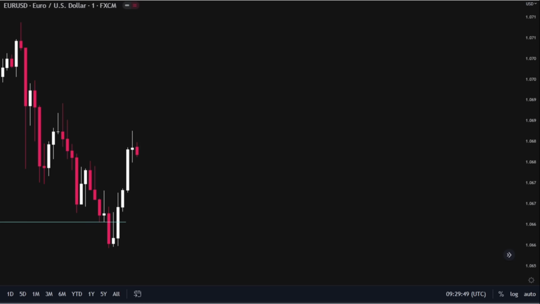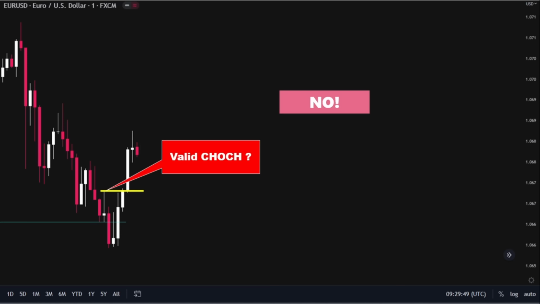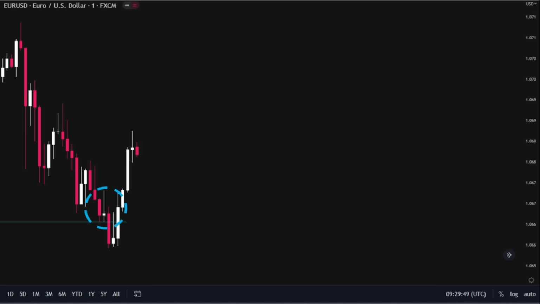Next, we should wait for the market structure shift, or change of character, to appear. So guys, as you can see, we have this structure right here, which is broken by price. Do you consider this a market structure shift? The answer is no, because price has touched the line drawn from the lowest point of the A wave, reversed, and then created this structure.